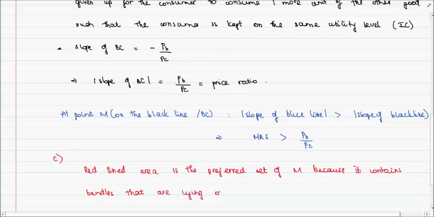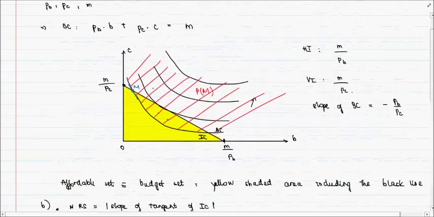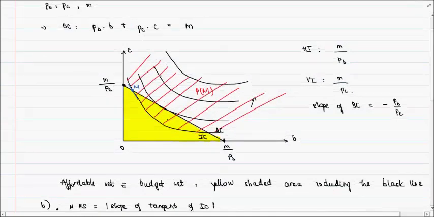Okay, that are lying on higher indifference curves. Then M. Okay. So as you can see, M is lying on an indifference curve IC. Now anything in this red line area is going to be on the higher indifference curve, or it's going to be preferred to bundle M.